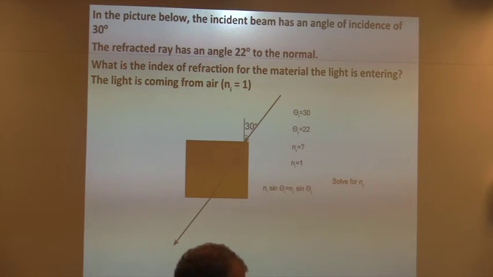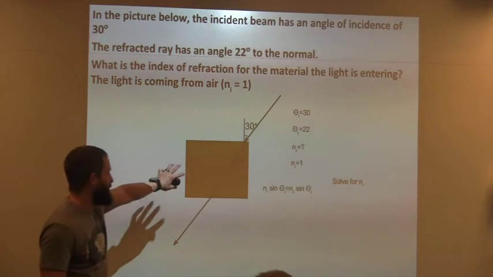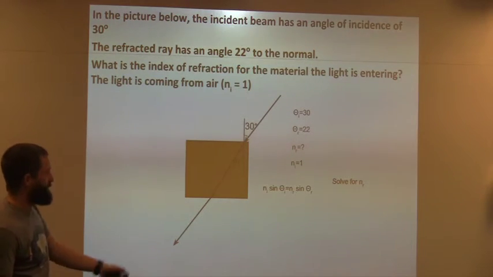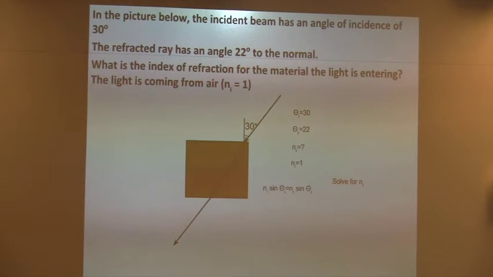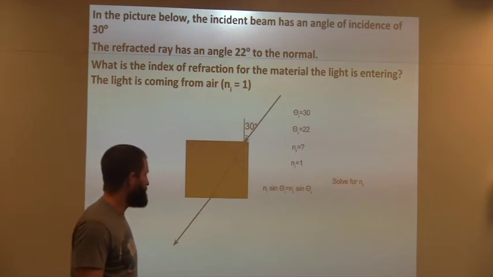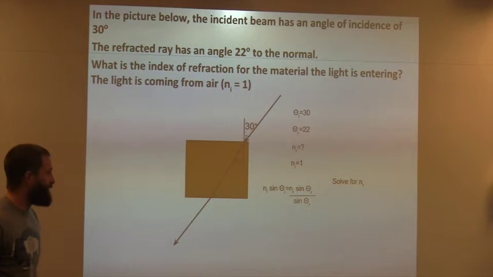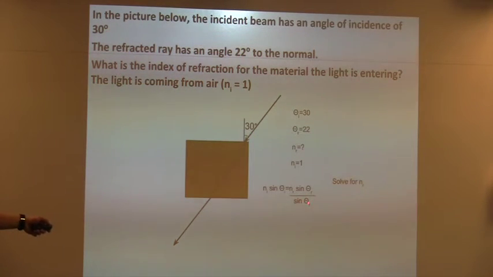N sub r. So we're trying to find how much this is bending the light. So we got to solve for n sub r. So what's the first thing I should do? Divide by what? Sine, yeah. Yes. So what you do on one side, divide by sine theta r.